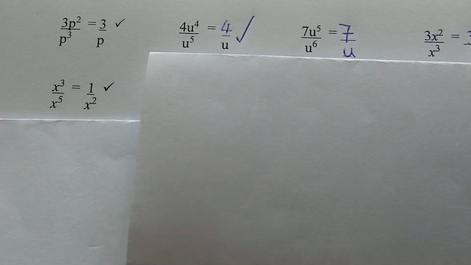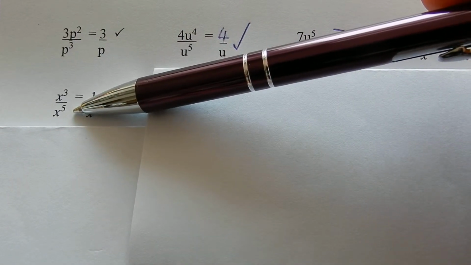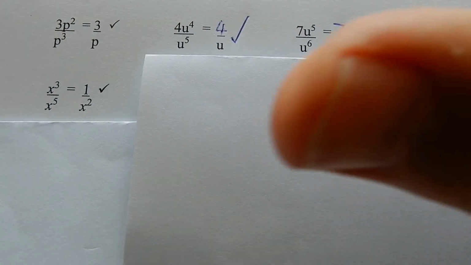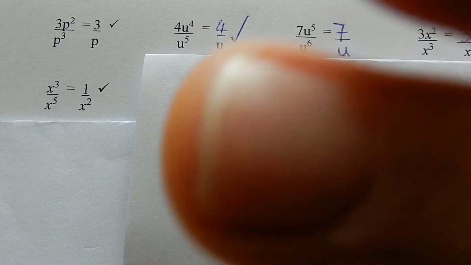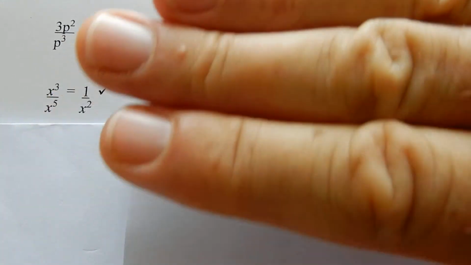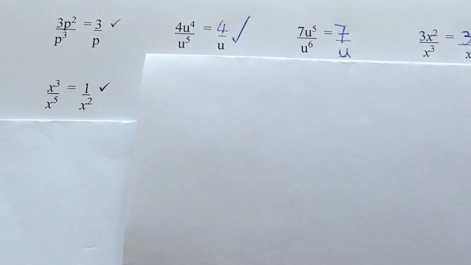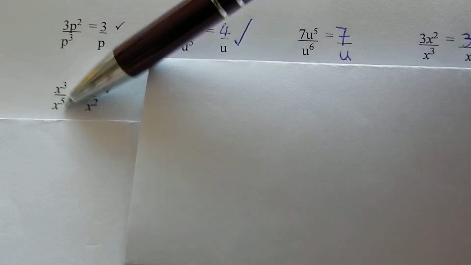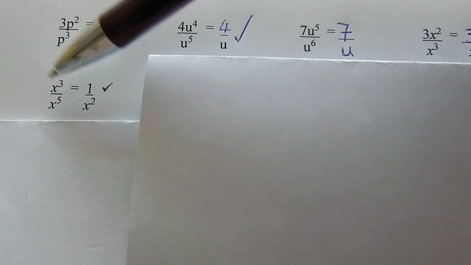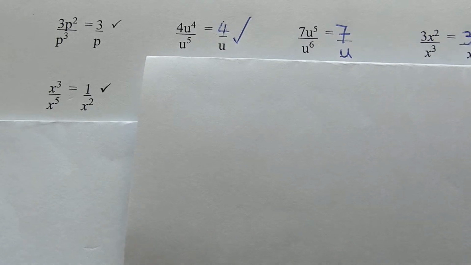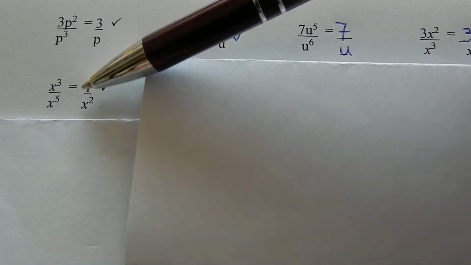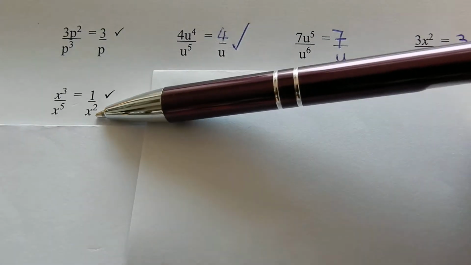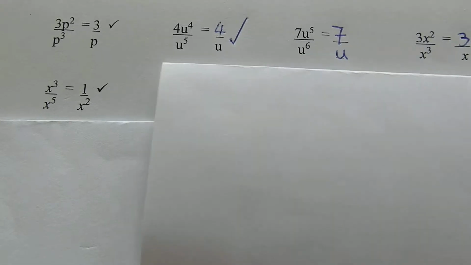Now we've got 2 more x's on the bottom, all times x to the power of 5 is x times x times x times x times x. 5 x's times together. On the top is x times x times x. So there are 2 more x's timesing on the bottom than there are timesing on the top. That's why there are 2 more in the answer as well.